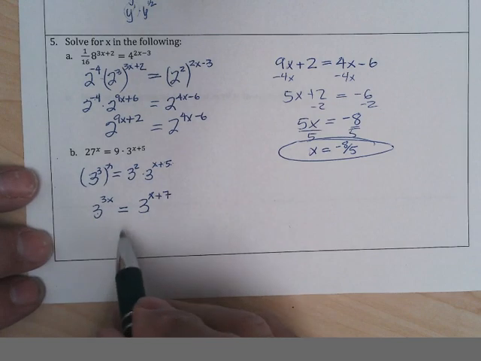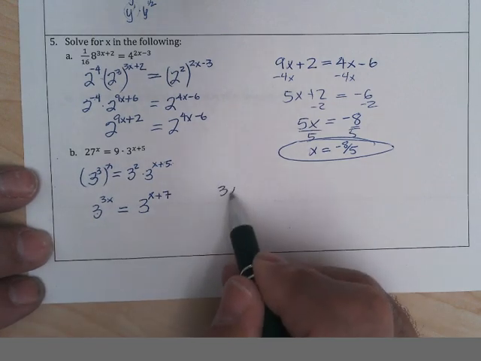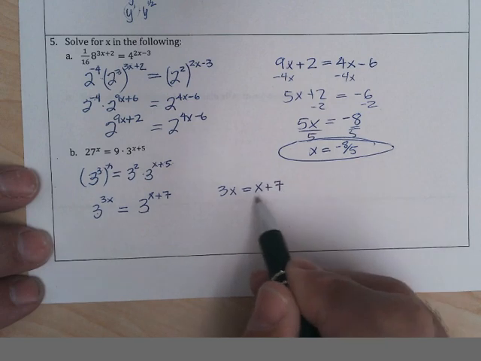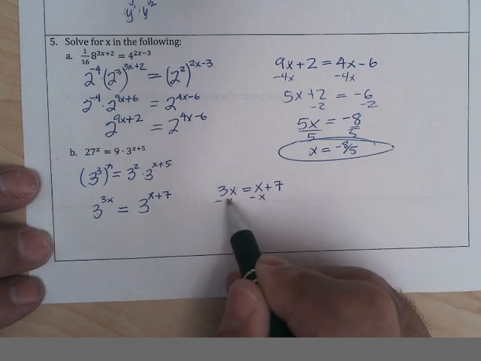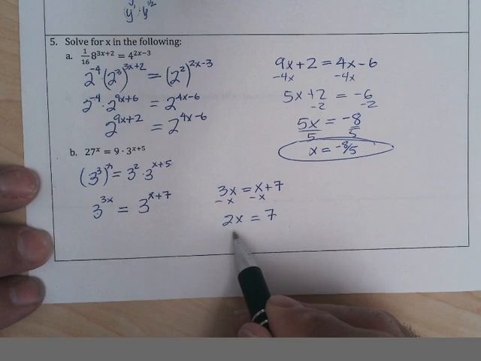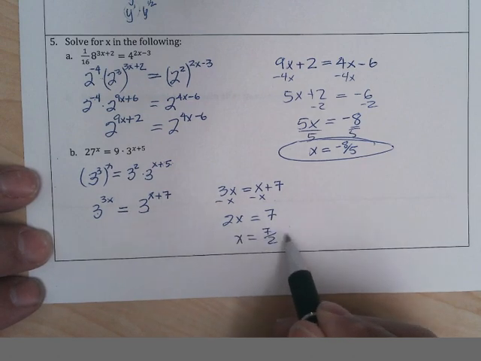Bases are the same, so 3x must equal x plus 7. Subtract x. 2x equals 7. X equals 7 halves, or 3 and 1/2.